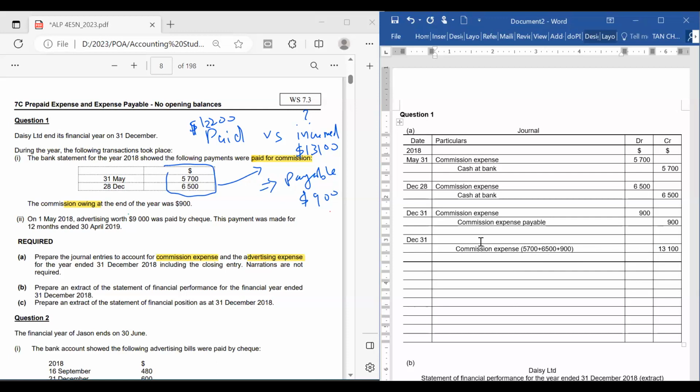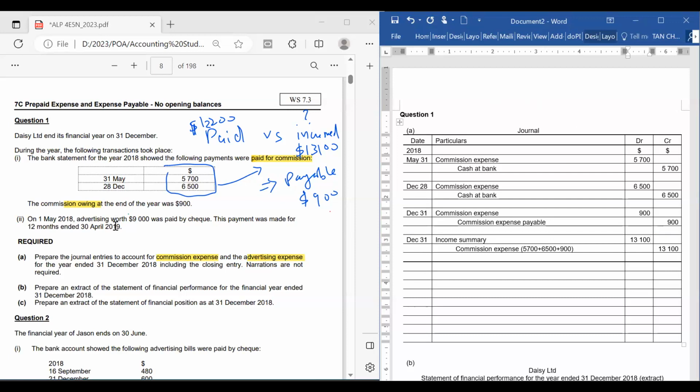So closing entries in this case requires us to transfer this to your income summary, so that later on we can in fact transfer this to our statement of financial performance. So we are more or less done with the commission expense journal entry. Okay, so now let's take a look at the journal for advertising expense.